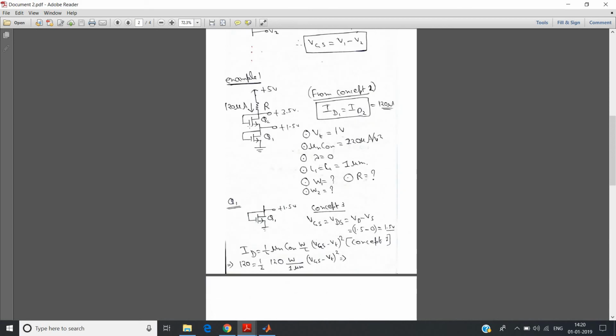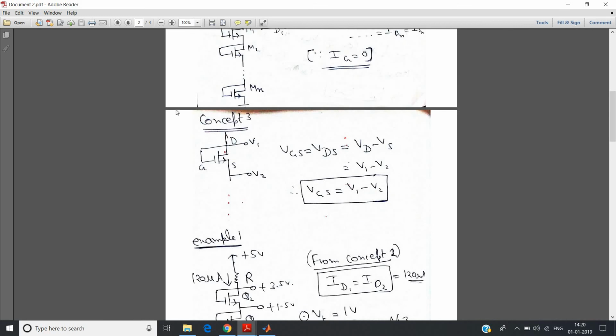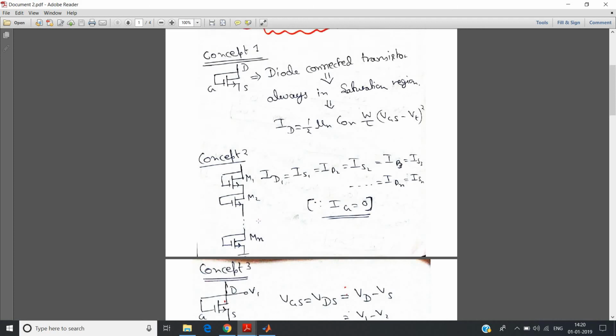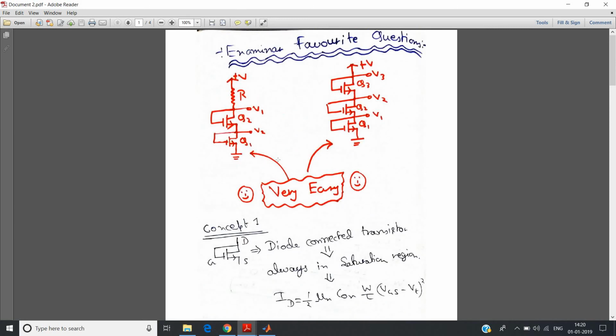So this is how you should analyze this type of series connection of NMOS. Very simple, you just need to remember these three concepts. This is concept 3, where VGS equals V1 minus V2, that is drain voltage minus source voltage, because for the diode connection of a MOSFET, VGS equals VDS, right? And through all the NMOS connected in series, the current is the same in all cases, right? And as this is diode connection, obviously it is in saturation, so the saturation region current formula will be applicable. This is how you can solve this type of numerical.